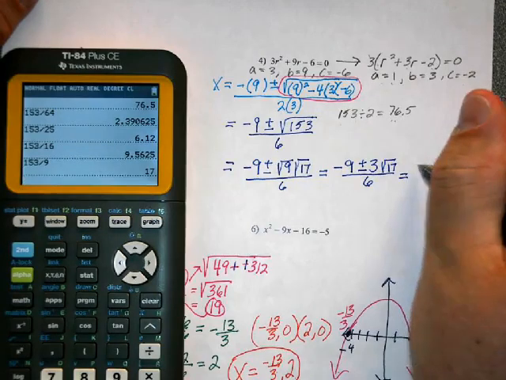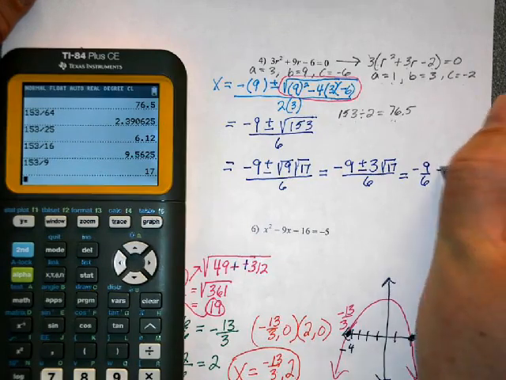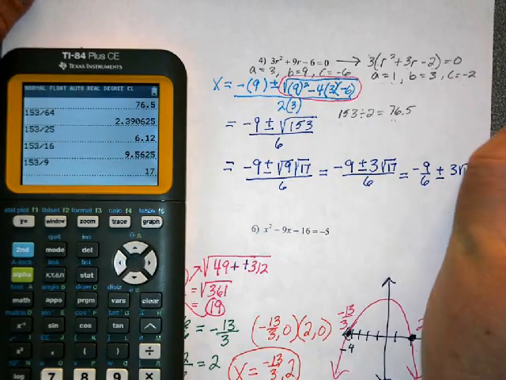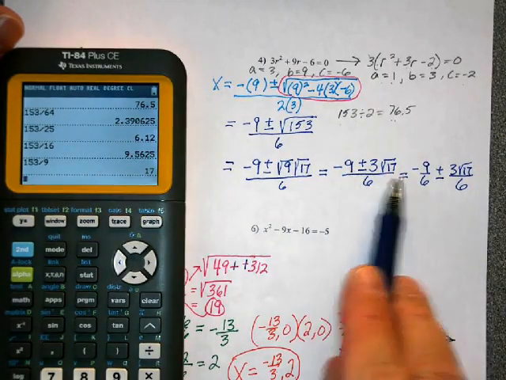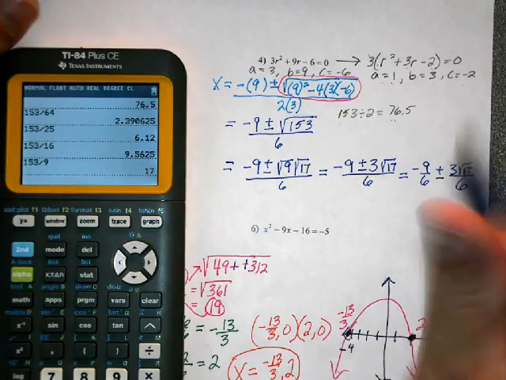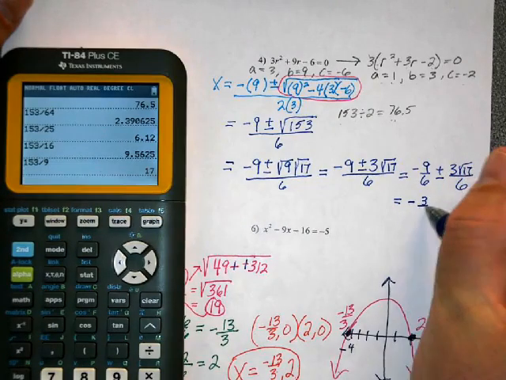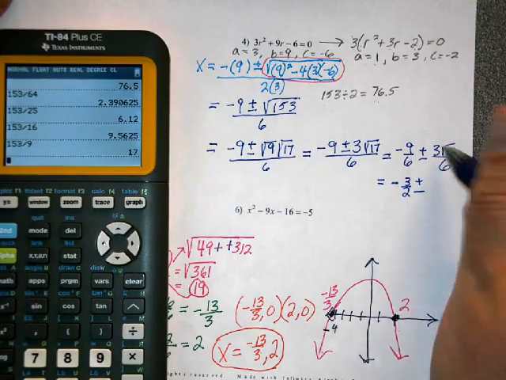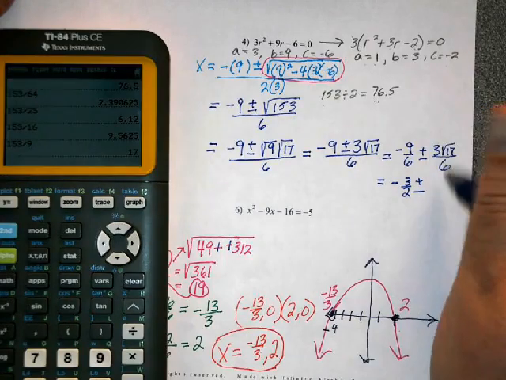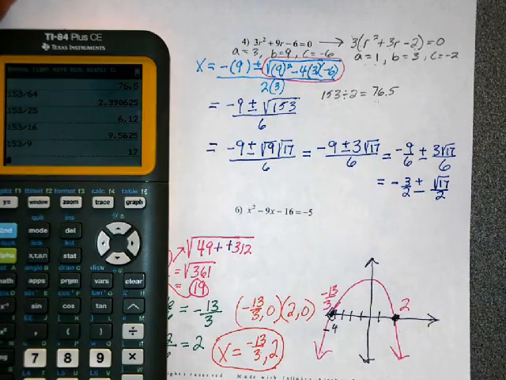All right, so this really means I have -9 divided by 6 plus or minus 3 square root of 17 divided by 6. Okay, I'm just splitting up my fractions. I can reduce this. 9/6 I can reduce to 3/2, plus or minus 3 goes into 6 twice. I can reduce this. 3 goes into 3 once. I got the square root of 17 over 2. And that's what the answer is, my final answer.